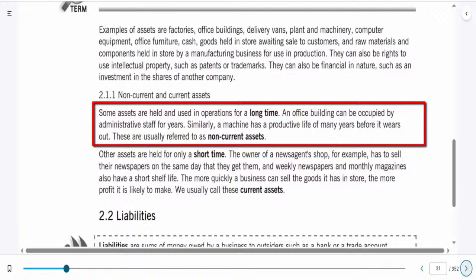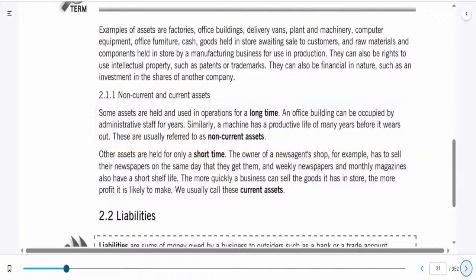Imagine a business owns an office building. This building is used by the staff, maybe as a workspace, and it could be owned for many years without needing to be replaced. Similarly, think about machinery in a factory. Machinery is also a non-current asset because it can last a long time, sometimes many years, before it needs repairs or replacement. Non-current assets are usually expensive and are intended to last, so the business doesn't buy or sell them frequently. They're more like investments that help the business operate for the long haul.